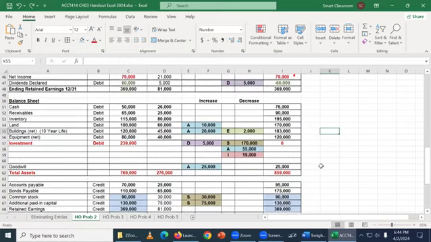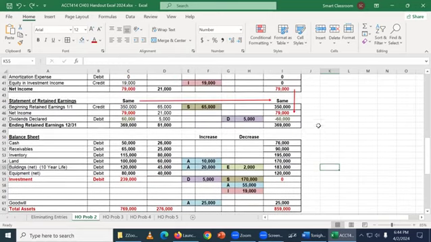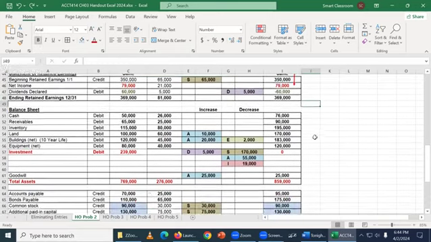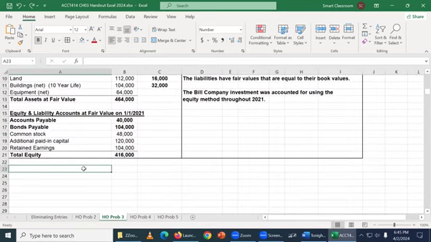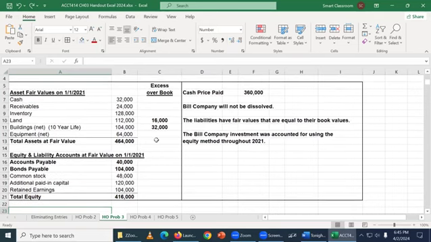Okay, let's go to problem 3. Problem 3, I'll help you figure out together. We'll figure out the fair value of the identified assets. And then we'll also figure out the goodwill together. And then I think I'll be quiet and let you guys work on it.